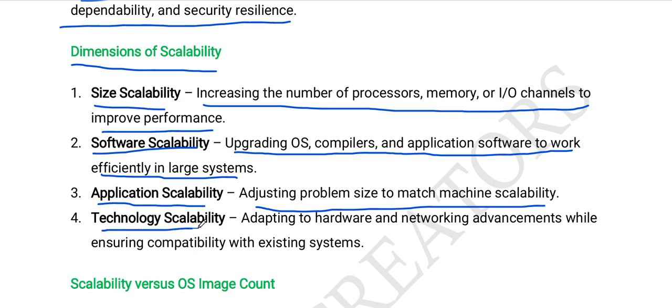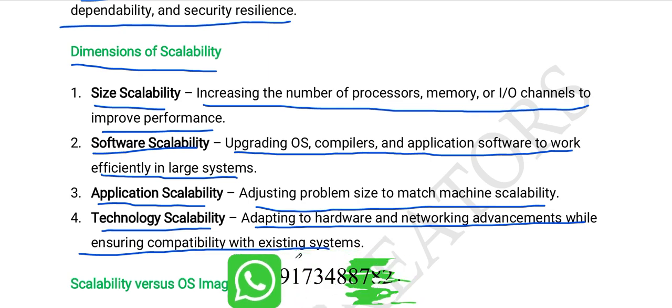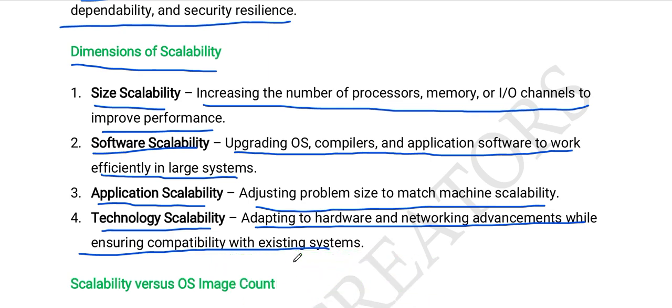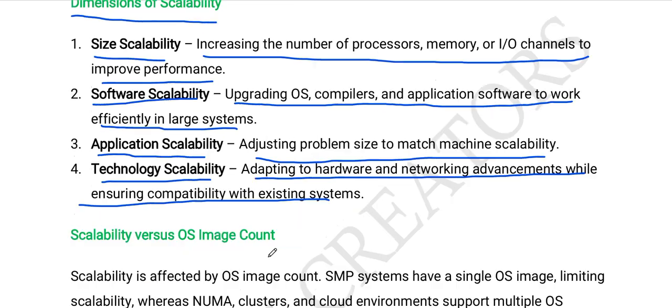Next is technology scalability: adapting to hardware and networking advancements while ensuring compatibility with existing systems. Technology scalability means adapting to the hardware and network advancements which are going to take place. While adapting to the advancements, it also makes sure that compatibility exists with the existing system.